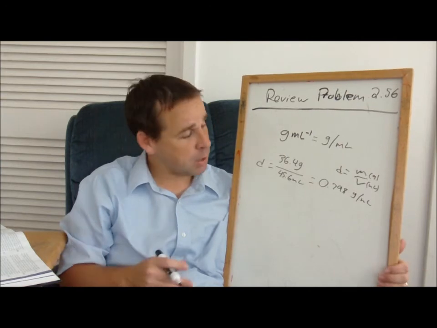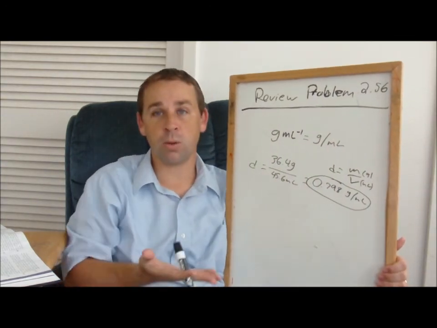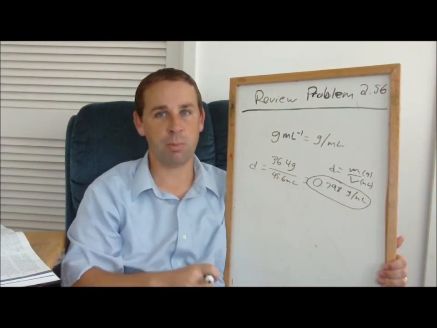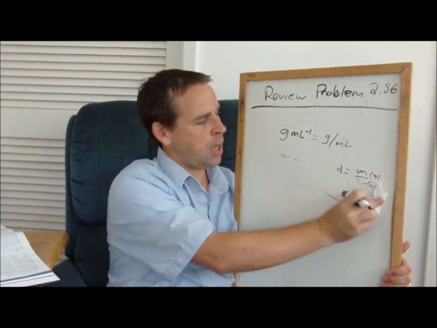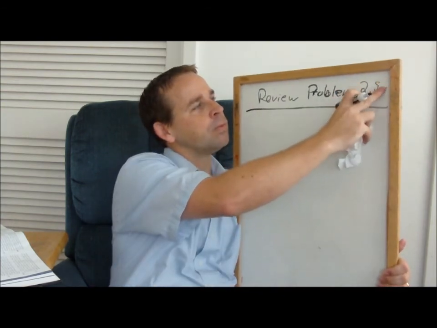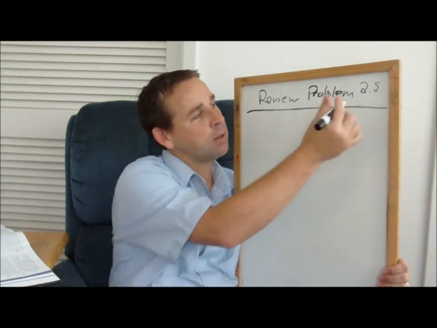And that makes sense because oils are less dense than water, oils float on water, and the density of water is 1 gram for every milliliter. Okay, so 256, next is 258.